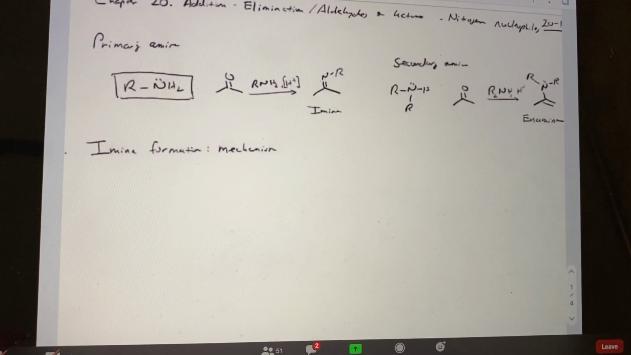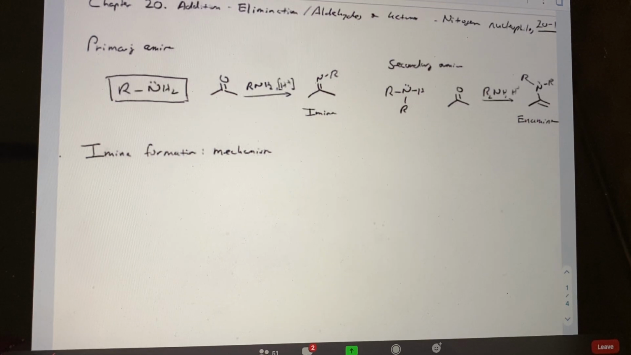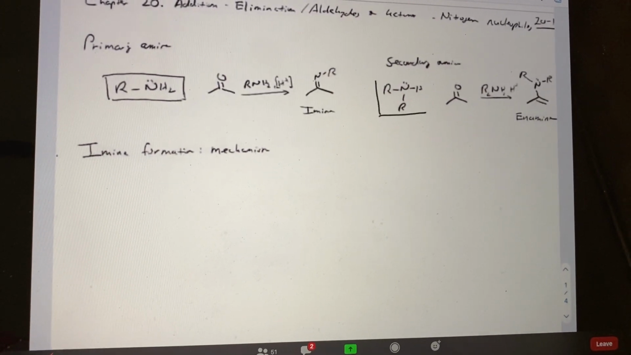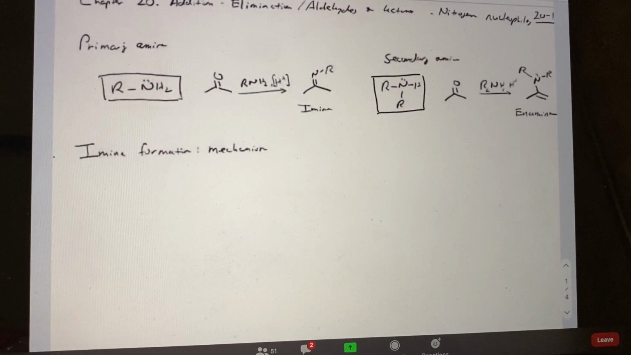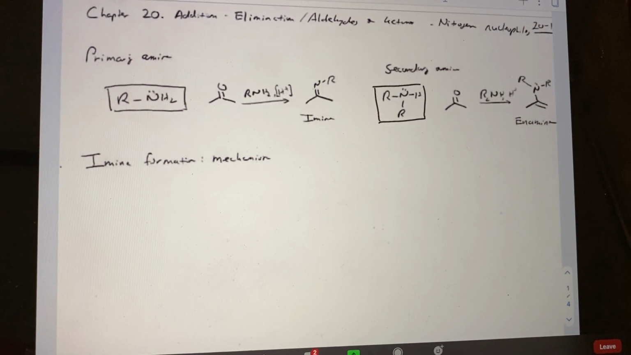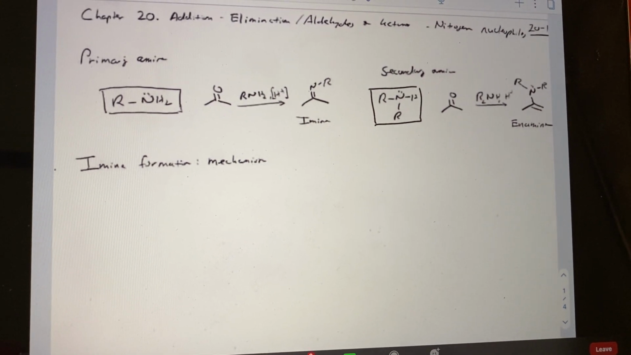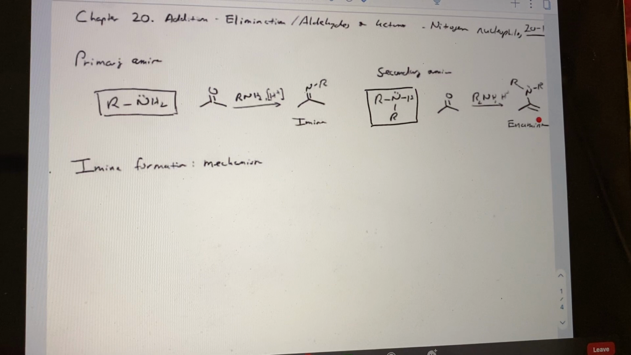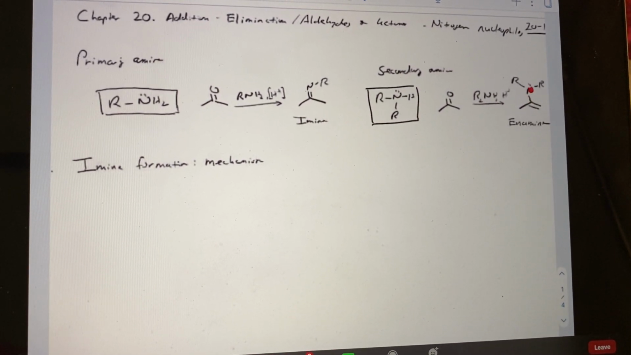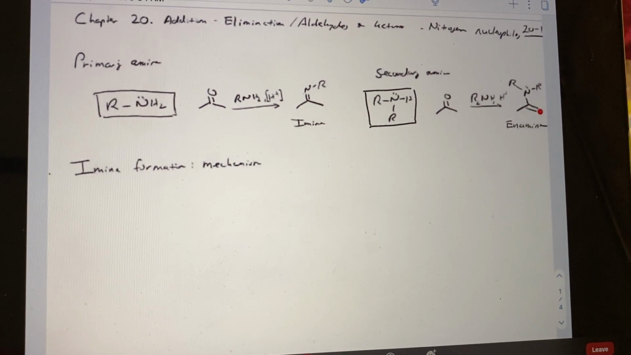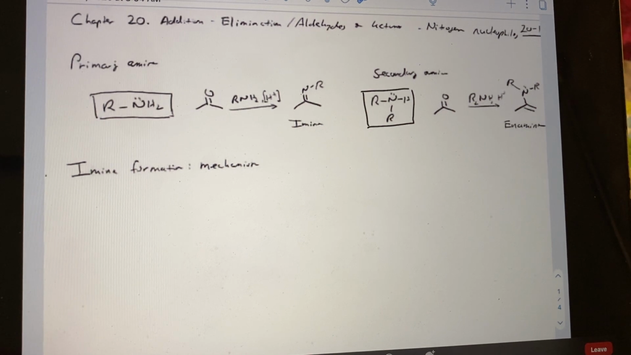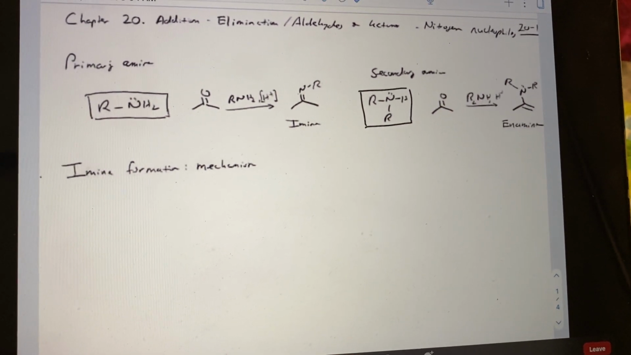However, if you take now this same ketone, I'm not sure why I didn't put this one in the box here, but instead we react this ketone with a secondary amine with two R groups. Now we're going to end up instead with this structure here, which is an enamine. So now we no longer have a carbon-nitrogen double bond, but instead a carbon-carbon double bond. An alkene amine, or an enamine, as some people might say.